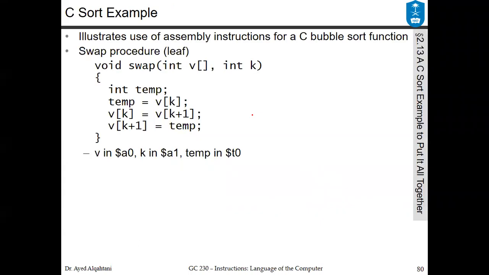Now, this is a C sort example to put everything that we worked on together. We will talk about the swap function first, and then we will use the swap function in the sort method. This is a big example, and after that we will discuss many related things to this code, and we will give you more information about other ISAs, but we will leave this for another video.